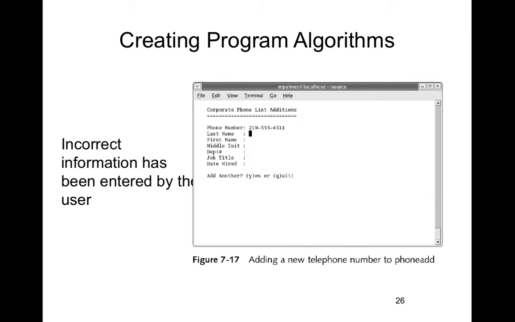But here's the example here. See how the cursor is way up in the menu instead of on the bottom? That's done through cursor repositioning. So, creating a program algorithm: incorrect information has been entered by the user, so he puts the cursor where the last name is in this particular case. Otherwise the cursor would be right here at the bottom. So you reposition it back up.